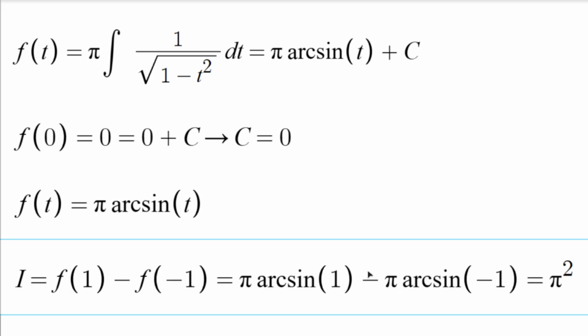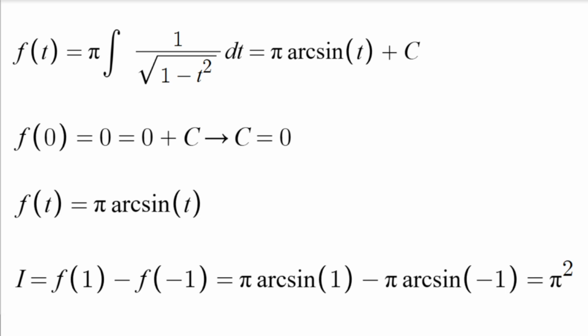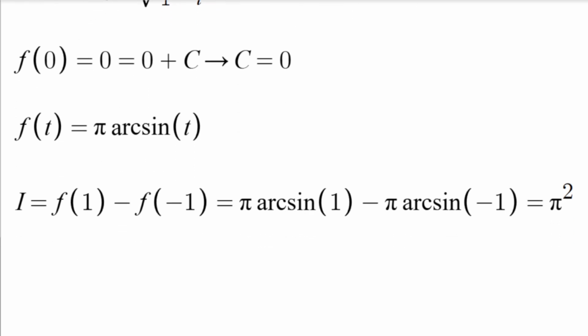So I is equal to f of 1 minus f of -1, which is pi arc sine 1 minus pi arc sine -1. Of course, arc sine 1 is just pi over 2, and arc sine -1 is negative pi over 2. Adding those two things together, and we get pi squared. So that's why it was appropriate for Pi Day.